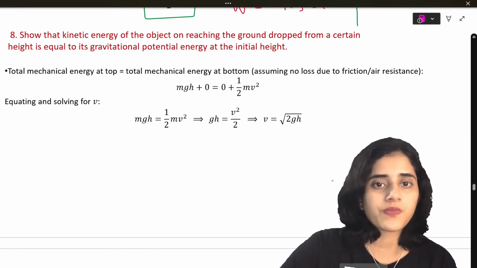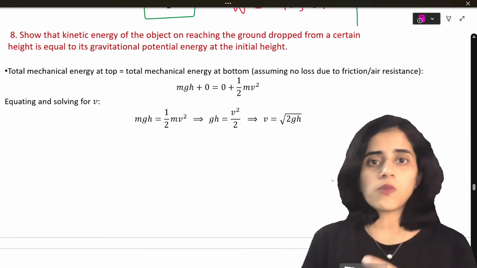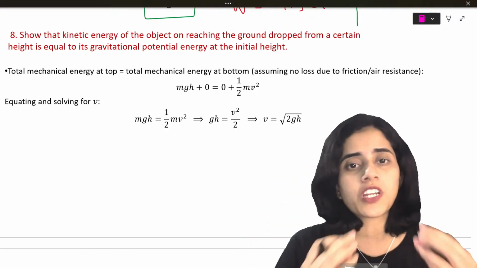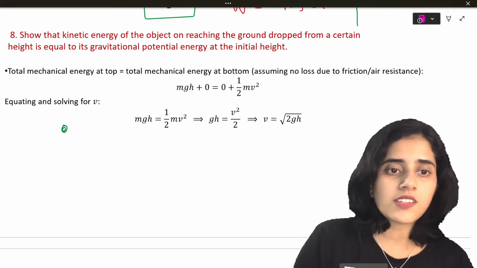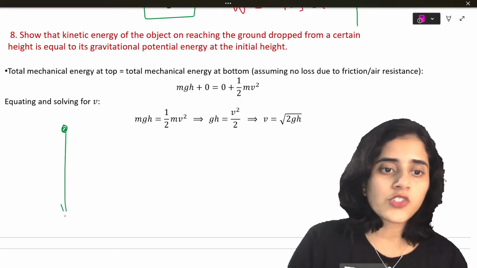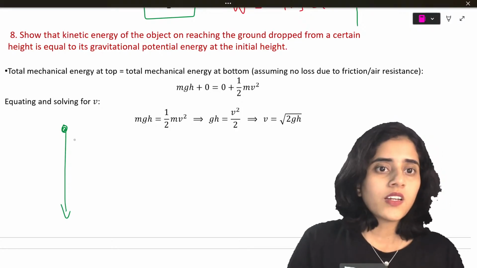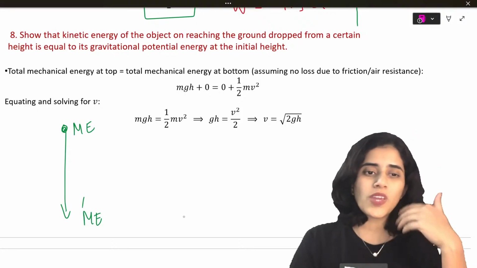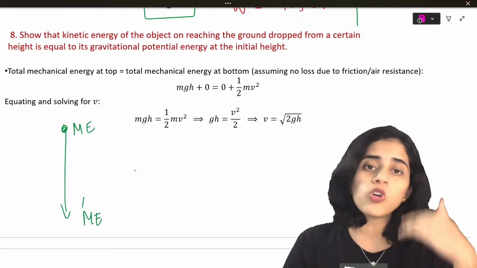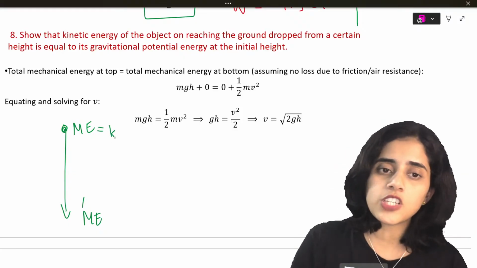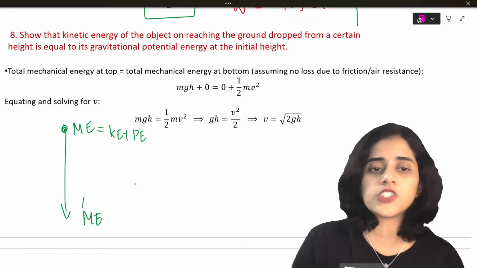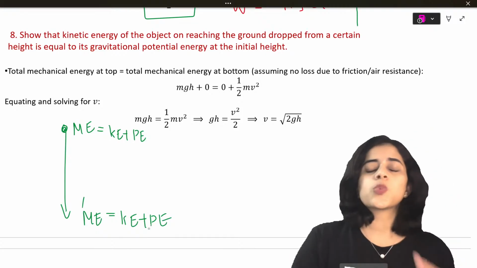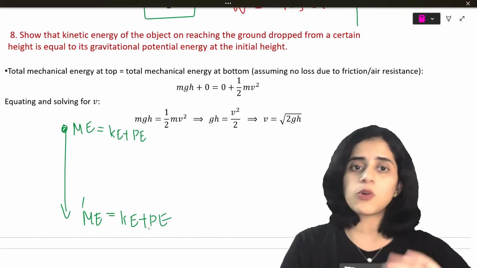Next question. State that the kinetic energy of an object on reaching the ground dropped from a certain height is equal to the gravitational potential energy at the initial height. So let's say there's a ball, and it's dropped. At the top the mechanical energy, and at the bottom the mechanical energy, we have to prove that both are the same. What is mechanical energy? Kinetic energy plus potential energy. So we have to prove that mechanical energy on the top and the bottom are the same.